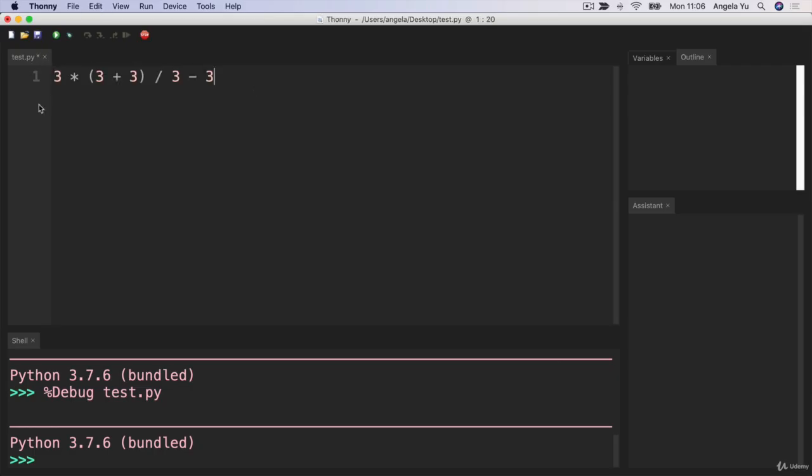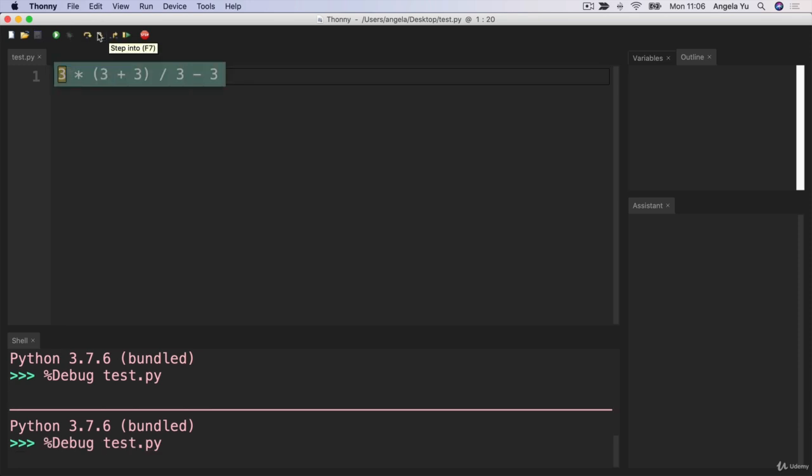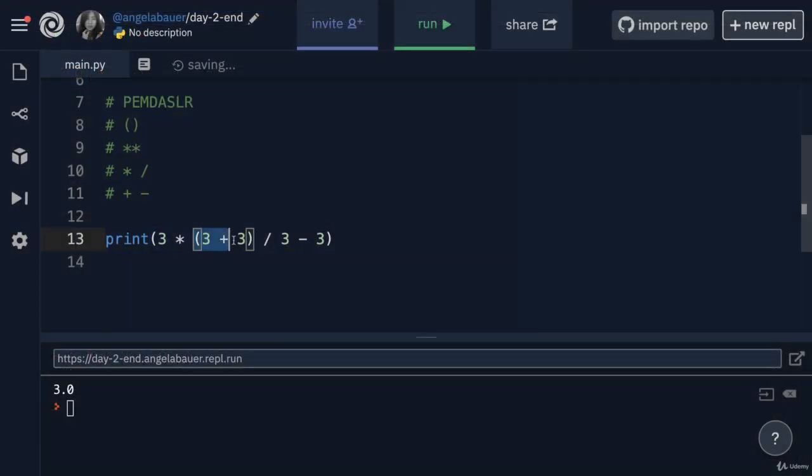So if I change what I've got in Thonny to our new version and go ahead and debug through it, the very first calculation it's going to perform is this 3 plus 3 inside the brackets, and we end up with 6. So then it's going to go again from left to right, prioritizing multiplication and division. So then it's 3 times 6 is 18, 18 divided by 3 is 6, 6 minus 3 is 3. Just by isolating certain calculations, you can elevate it to right at the top of the priority list, and you will be able to perform the calculations that you need.